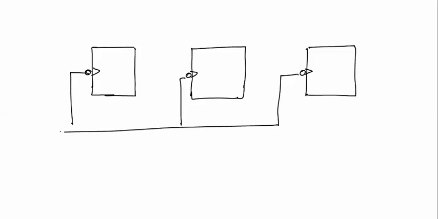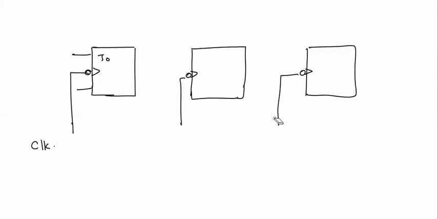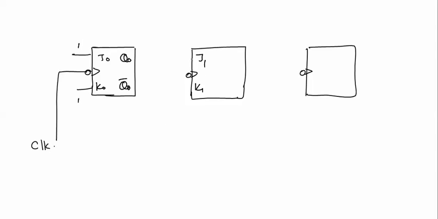Now, if you want to design a down counter, the design will be very simple. If you have these negative edge triggered flip-flops, sorry, this is not a synchronous counter. We apply the clock to the first flip-flop, with J0, K0 equal to 1, Q0, Q0 bar, J1, K1 again at logic 1, J2, K2 again at logic 1, Q1, Q1 bar, Q2, Q2 bar.